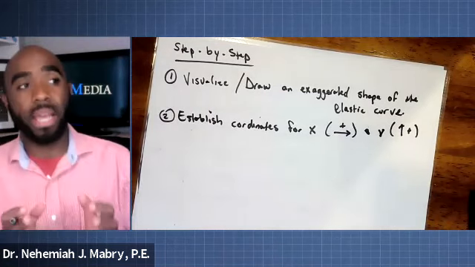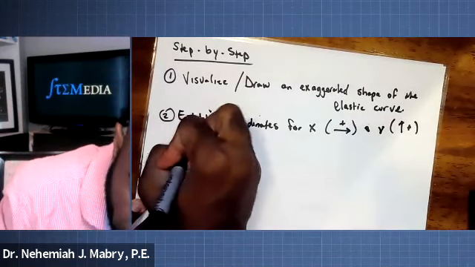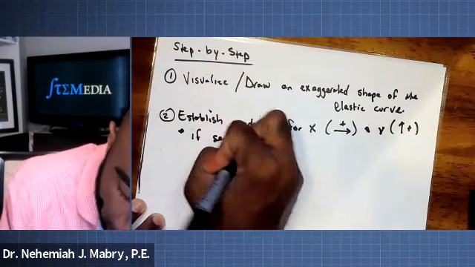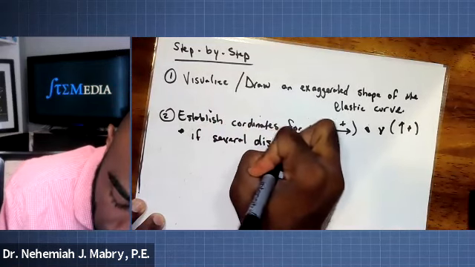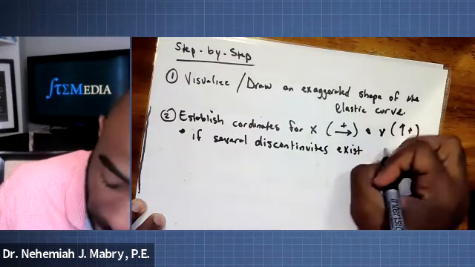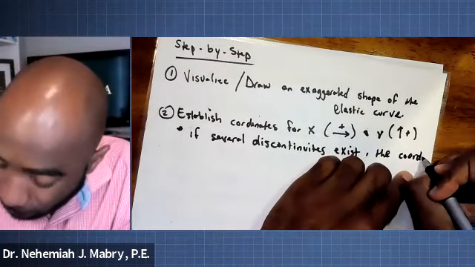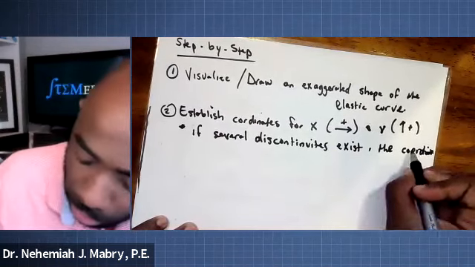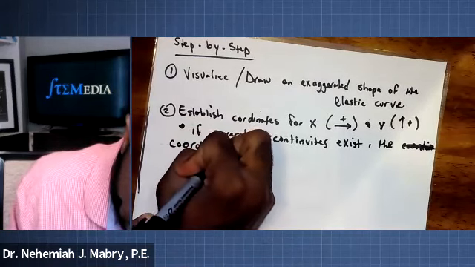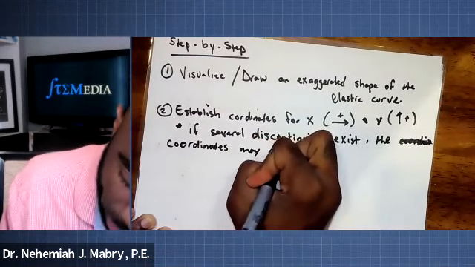And if you have discontinuities where the load changes or there's a hinge or things like that, so this is step 2b: if several discontinuities exist, the coordinates, let me do that because this big old marker is not going to help you out. Coordinates, they may need regions.